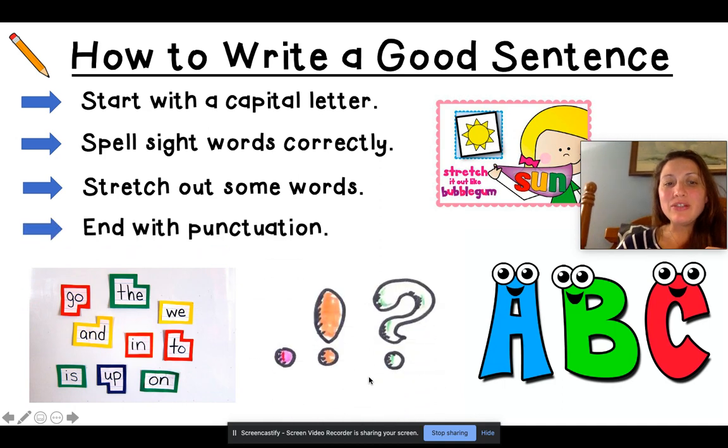And the last thing we talked about today was ending with punctuation. And here's the 3 choices. We have the period, the exclamation point, and we didn't talk about this one today. This one's called a question mark. All sentences must have punctuation at the end of the sentence.